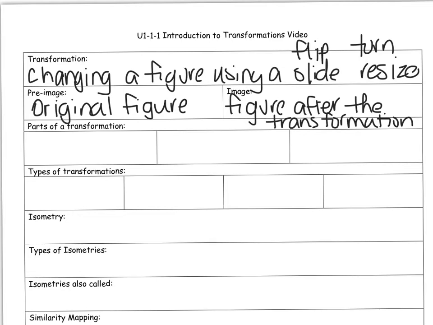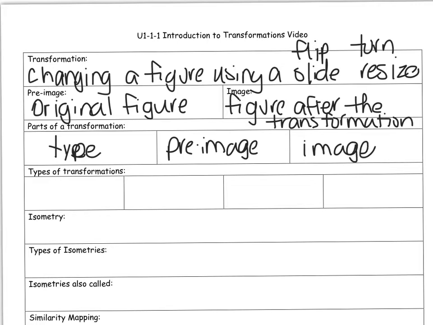Okay, there are parts of a transformation. There is the type. What type is it? There are 4 types we're going to talk about. There is the preimage. So if I ask you what the parts of a transformation are, there's a type, the preimage, and the image.